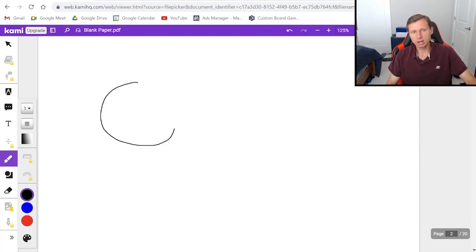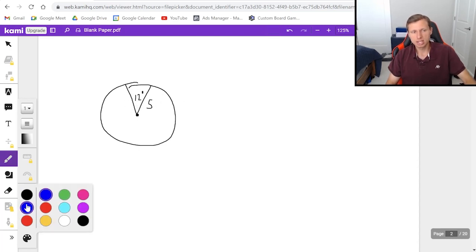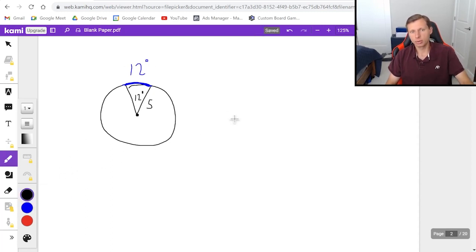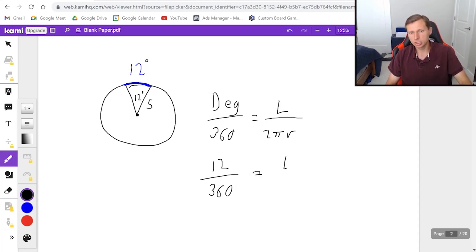So for the first one here, I'm going to have, let's say, a central angle right here of 12 degrees, and I know that the radius is going to be 5. And I would like to find the arc length. So here's what I'm going to do. First, I recognize that because this angle is 12 degrees, I automatically know that this arc length right here is 12 degrees. And so when I set up my proportion, degrees over 360 equals L over 2 pi r, I know it's going to be 12 over 360 is equal to L, which is what I'm solving for. It's the arc length, divided by 2 pi times r is 5.